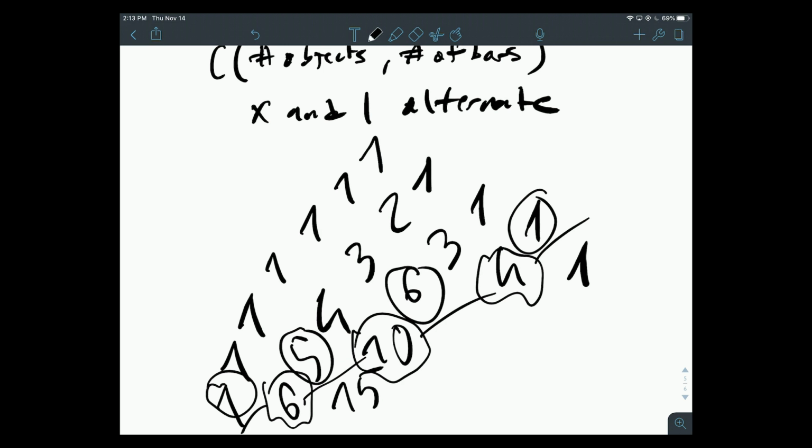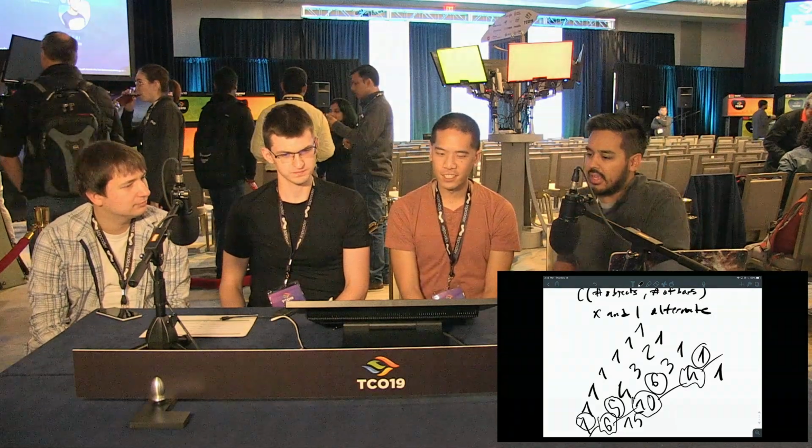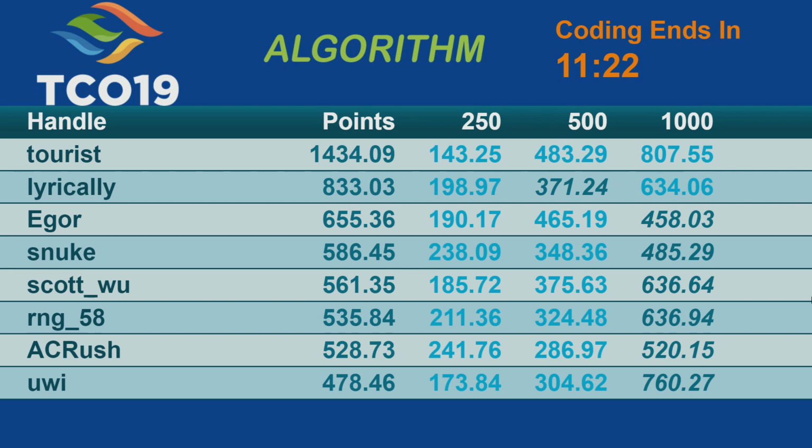Yeah, so I guess we can talk about the leaderboard. Sure, let's switch back over to the leaderboard here. Looks like Tourist is still on top. Yeah, it looks like it's about the same since last time.